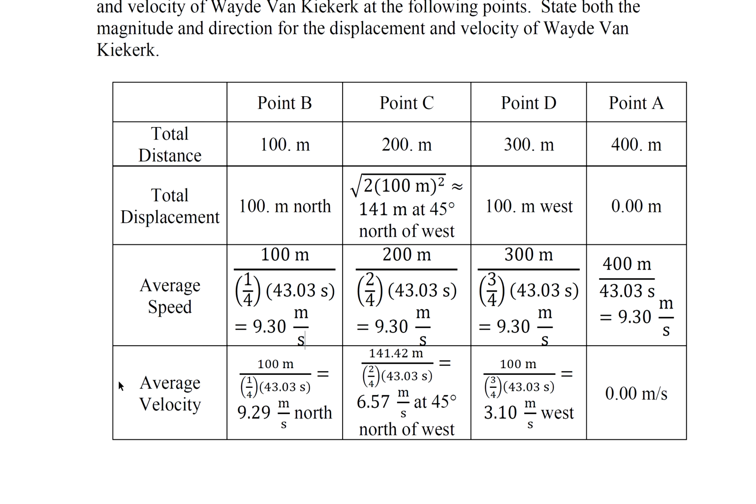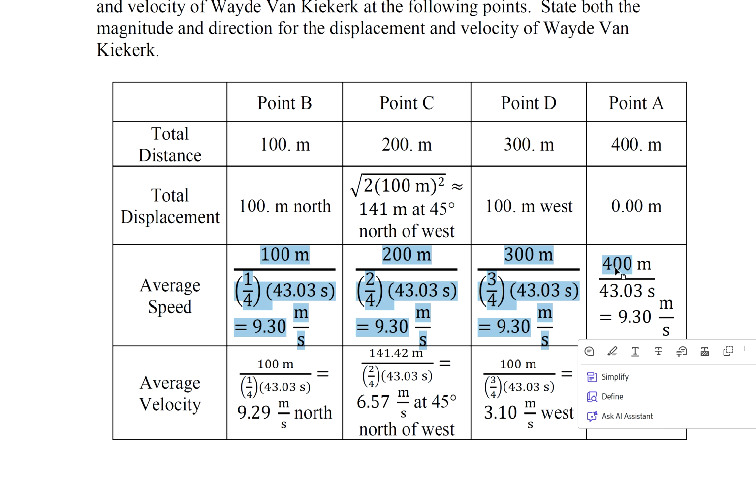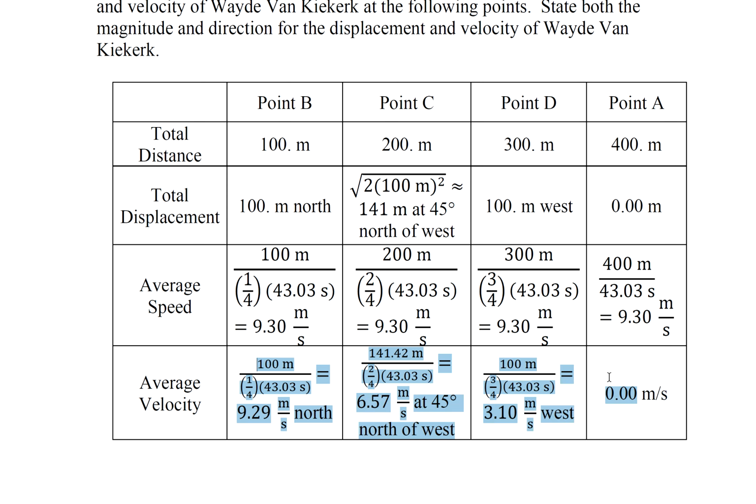Now look at the average velocity. Well, the numerator is going to be displacement. It's not going to be distance. So here you have 100, 200, 300, 400. And that's what we have in the numerator here. What we have in the numerator for average velocity is this, 100, 141, 100, 0. So you see the velocity decreases to 0 because we end up going to the original position.